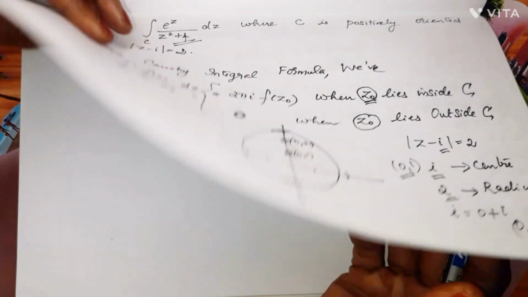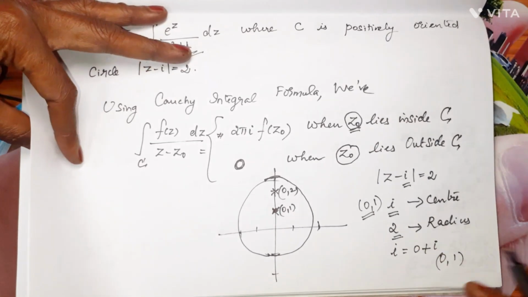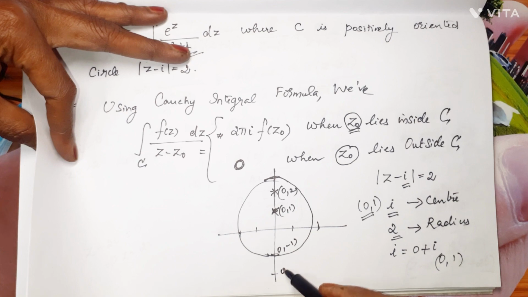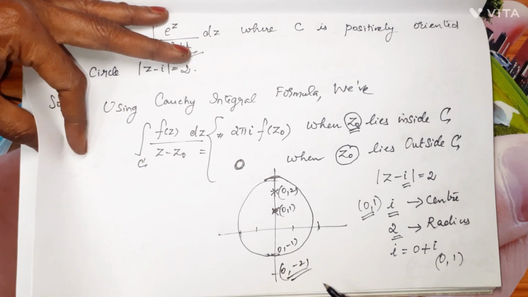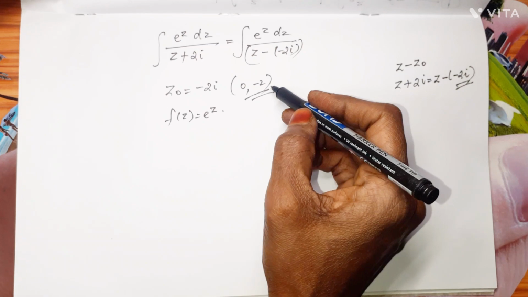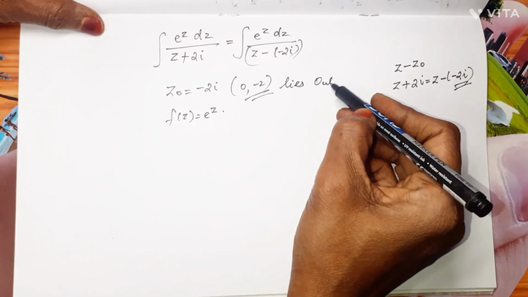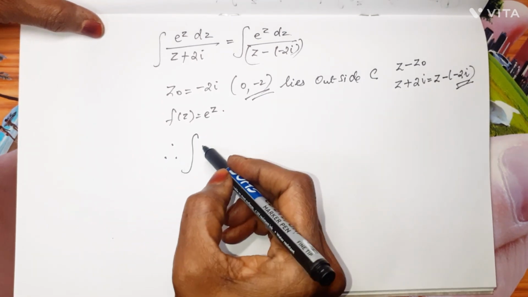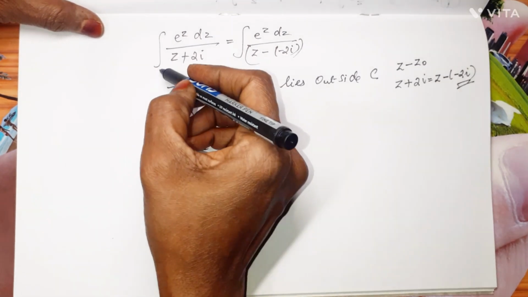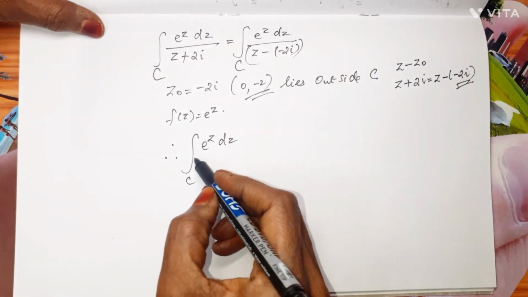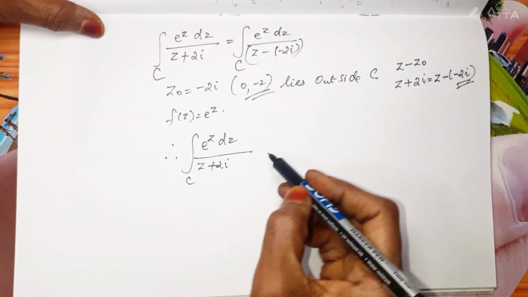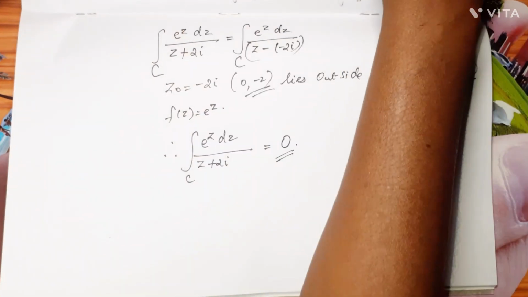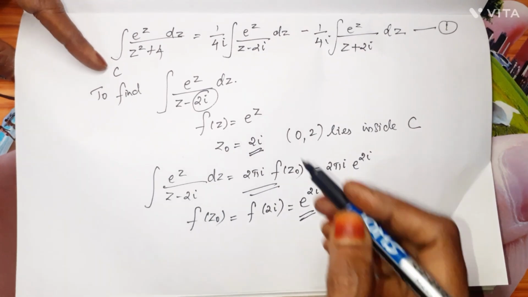Now we have to check whether this point 0 comma minus 2 is lying inside or outside. This is the point 0 comma minus 1 and this is the point 0 comma minus 2. This point lies outside the circle. So this one lies outside our given C. Therefore, integral over C, e power z dz by z plus 2i is nothing but 0.